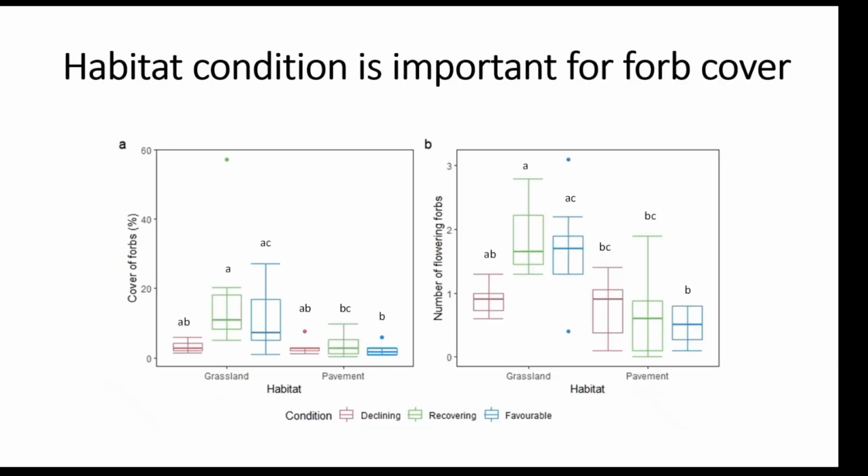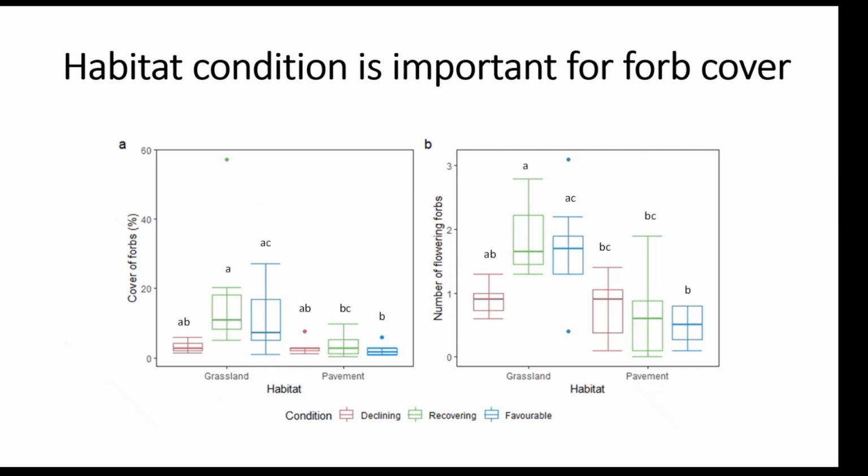So to the data analysis. Basically, this is broken down by habitat type and the different conditions. And what I found was that forb cover, as you might expect, was higher in the grassland habitats in recovering and favourable condition compared to grasslands in declining condition and pavement in all conditions, as you might expect. And also a similar sort of pattern with the number of flowering forbs as well.